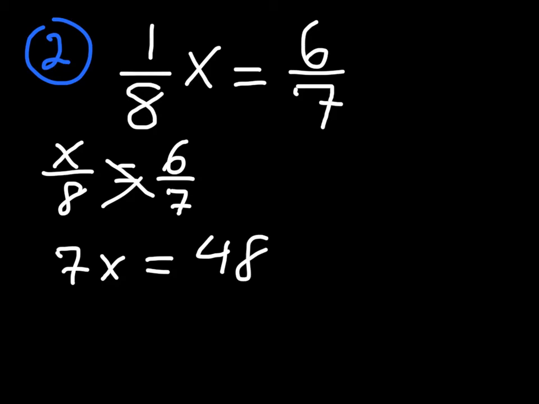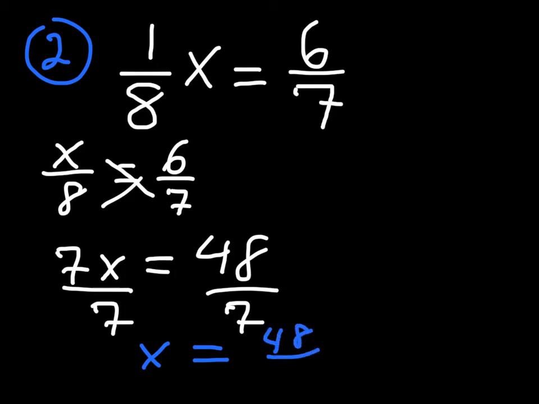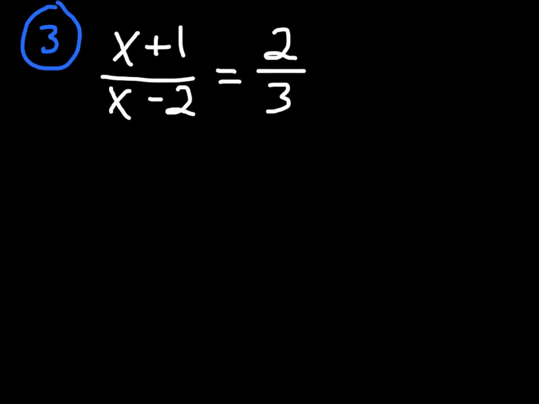Now, when I divide by 7 on both sides, I have x equals, and this is where I think, can anything go into both 48 and 7? Well, no, and so I can just leave it as 48 over 7 as my answer. Okay, next. Number 3 is a little bit different.